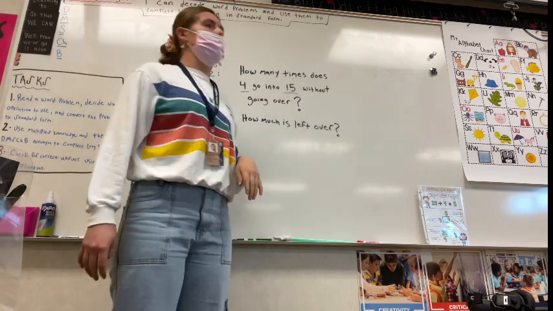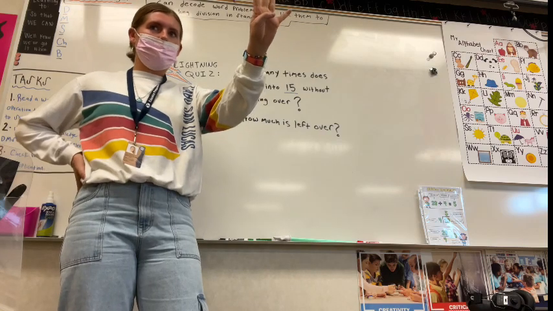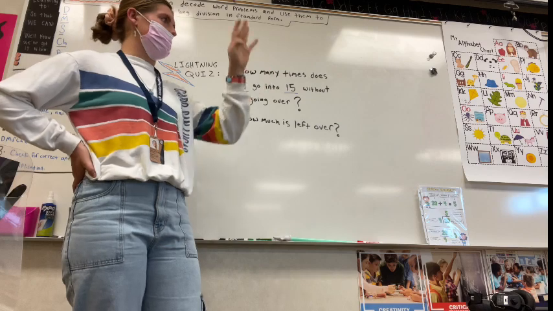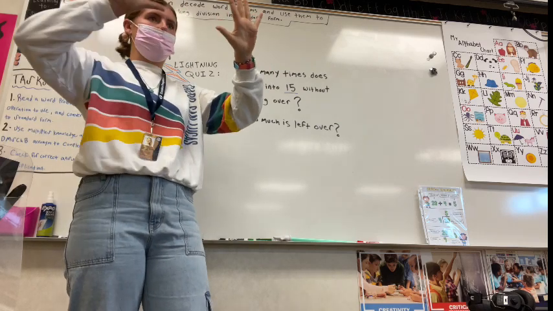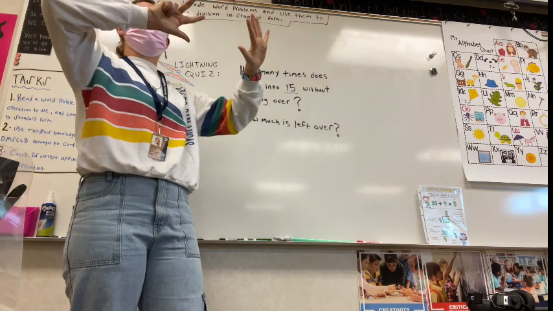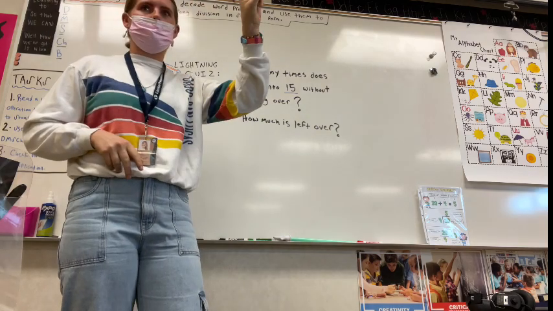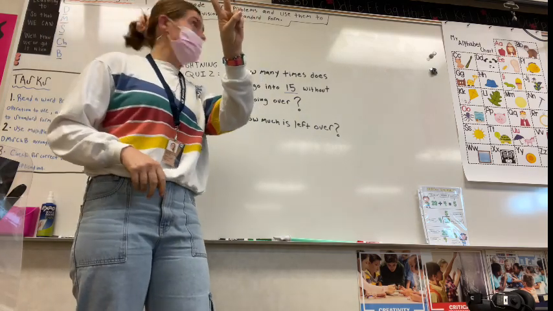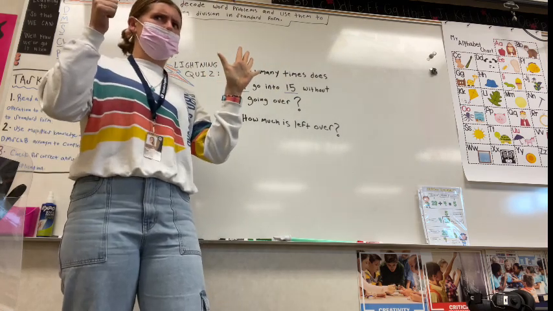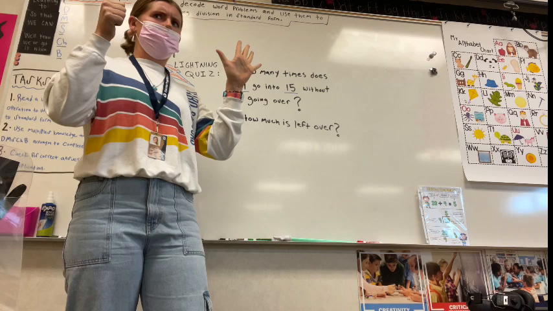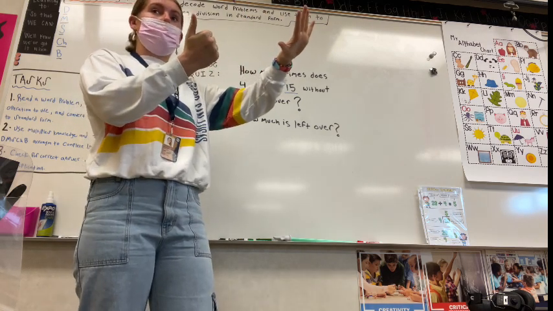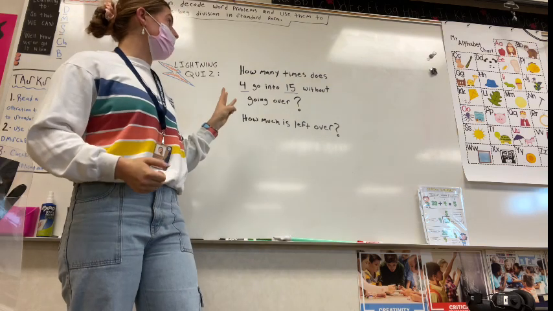4 goes into 15 one time, so what number is this? 4. And then we put it into it 2 times. We had another 4. How many do we have? 8. Let's put it into it another time. 1, 2, 3, 4. What number is this? We have 12. We're getting close. What happens if we had another 4? What number is that? It's 12 plus 4, that's 16. That's too much, right?